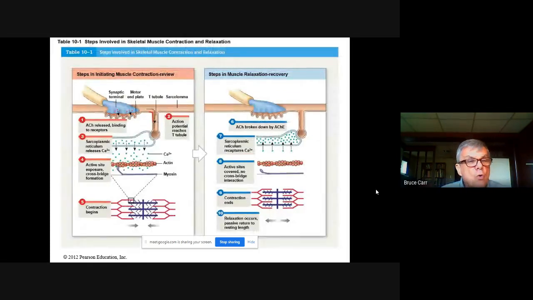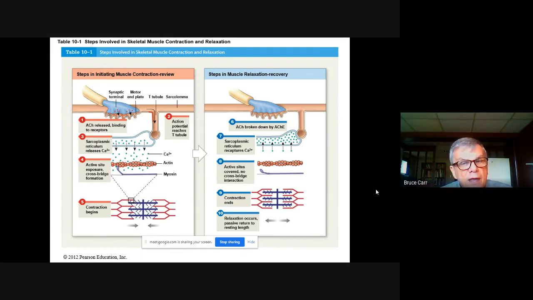There are, of course, summaries. This shows the contraction review that we just covered to explain the contraction of the muscle. When the nerve stimulation stops, then the contraction stops. But a couple of things need to happen to allow for muscle relaxation. This is when recovery happens.